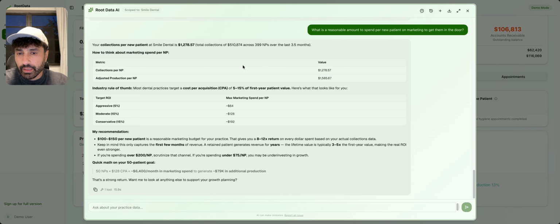How to think about marketing per NP: max spending, most dental practices target a CPA. Okay, so 100 to 150 per new patient is reasonable. That gives you an 8 to 12x return on every dollar. This only captures the first few months of revenue. A retained patient generates revenue for years. The lifetime value is typically 3 to 5x the first-year value.